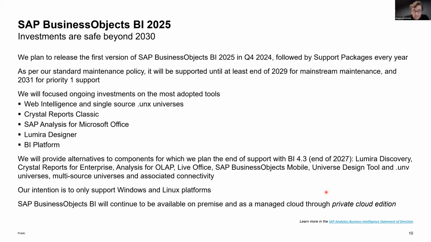We will have a service pack every 2 years that you can decide to take and install on your BI 2025. The name of this service pack is under discussion, so we will let you know in the coming year. Important things: we will focus on the most used and adopted tools and components. By most adopted tools, I mean that in BI 2025, we will focus on Web Intelligence and single source UNX universes, Crystal Reports Classic, SAP Analysis for Microsoft Office, and Lumira Designer. It was not part of the initial plan, but now this is back.